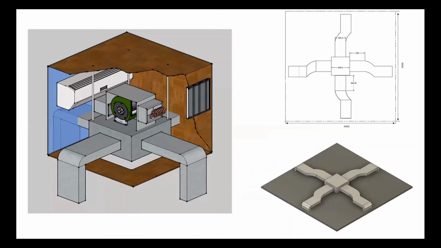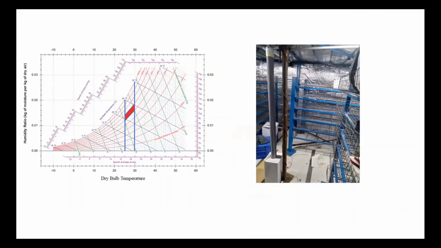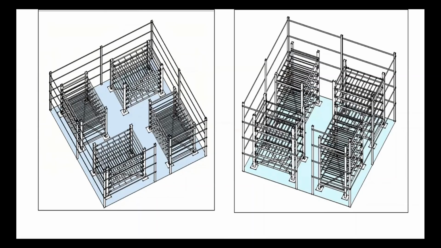We did CFD analysis and figured out the best orientation, the best flow rate, and how much air should be passed through each tier of the system. So we developed this CFD analysis. This is the storage structure that we came up with.